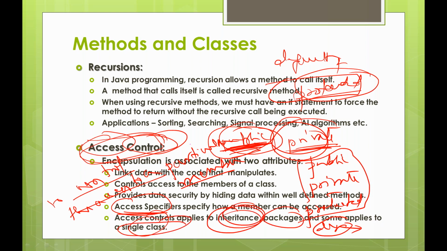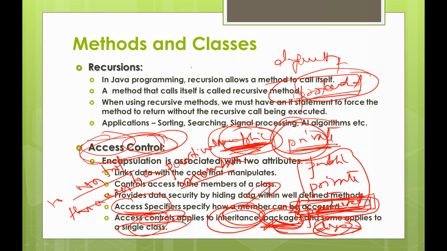Okay, inheritance, we will discuss this particular keyword, that is protected. What is the meaning of protected with respect to inheritance? Without inheritance, you can't use this protected. It does not have any meaning. Then packages. When you are talking about the default access specifier, that is your package level access. That we will explain. And then some apply to a single class.